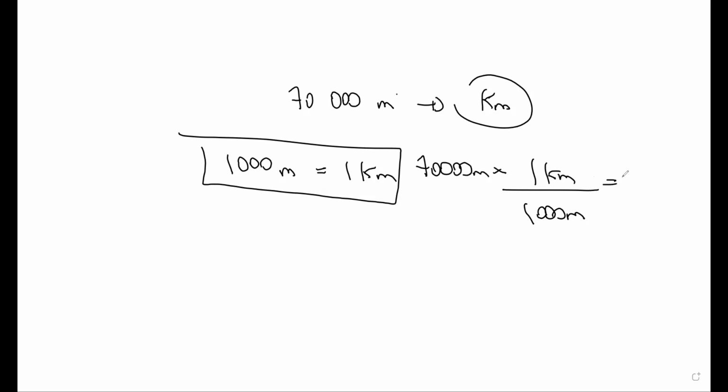Again, you'll notice that the unit that you're converting away from cancels out. So meters here cancels out, and meters here cancels out. And then in this case, you happen to have, on top, 70,000 times 1, which is just 70,000. And then on the bottom, you have 1,000. So you do 70,000 divided by 1,000, and you get 70 as your answer, 70 kilometers to be exact.